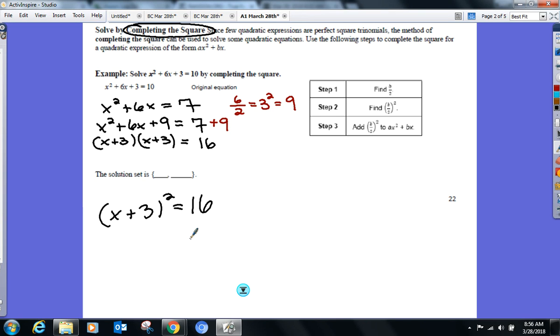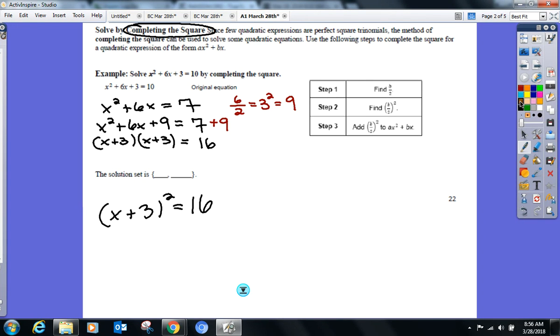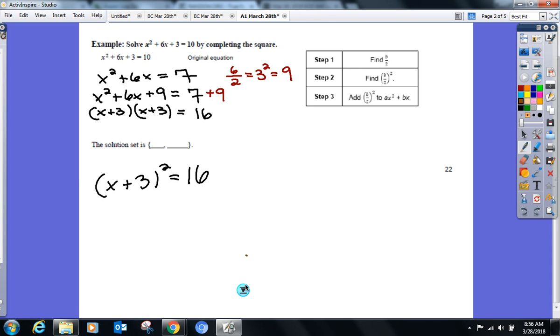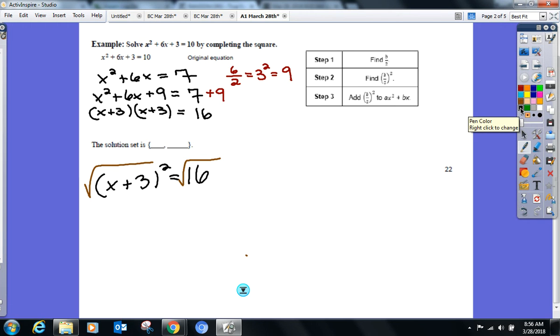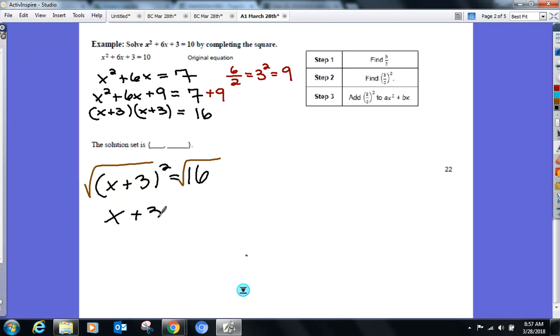How do I eliminate a squared? How do I get rid of a squared? I take the what of both sides? Square root. Everyone ready? Let's take the square root of both sides now. What's left on the left side? X plus 3. I eliminated the squared, so it's just x plus 3.